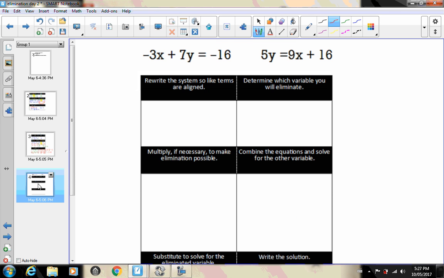The next equation here, again, my first step is I need to rewrite the system so like terms are aligned. This first equation is good. It goes x, then y, equal sign, and then the constant. This one here, if I look, I need my x term to go first, so I need to move that over here. So if I move that over, that positive 9x becomes negative 9x plus 5y is equal to 16.